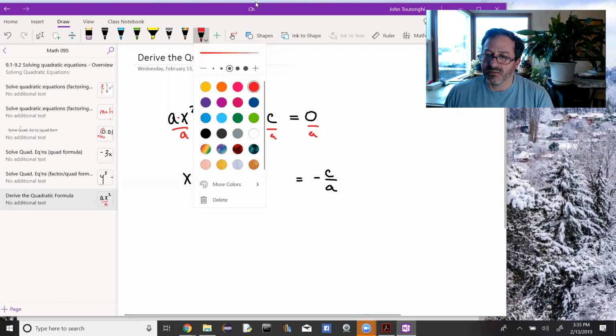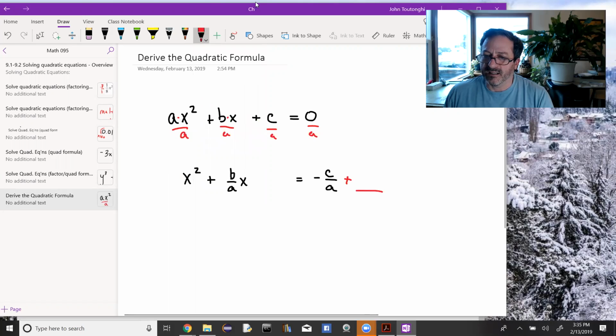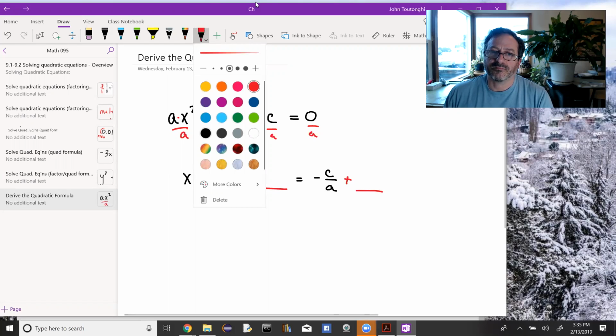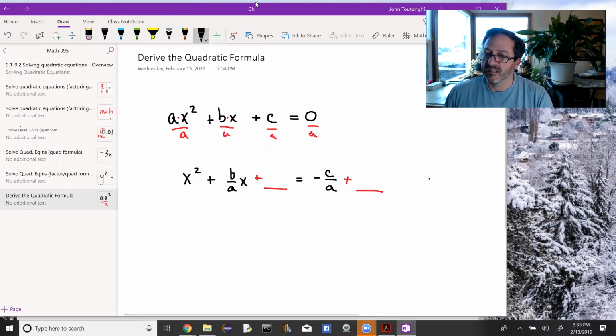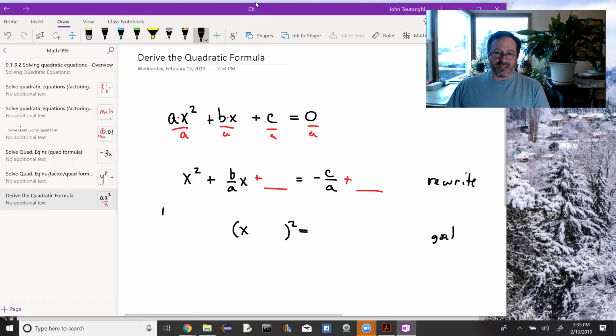And then because I'm completing the square, I'll set up my blanks here. So this is my rewrite step. Right after I do that, I set up my goal a few steps below it. That has an equal sign in the middle with something over here being squared and an x in it. So what goes in there? Well, we have to take half times the coefficient of the x term, but that's 1/2 times b over a. So that's b over 2a.